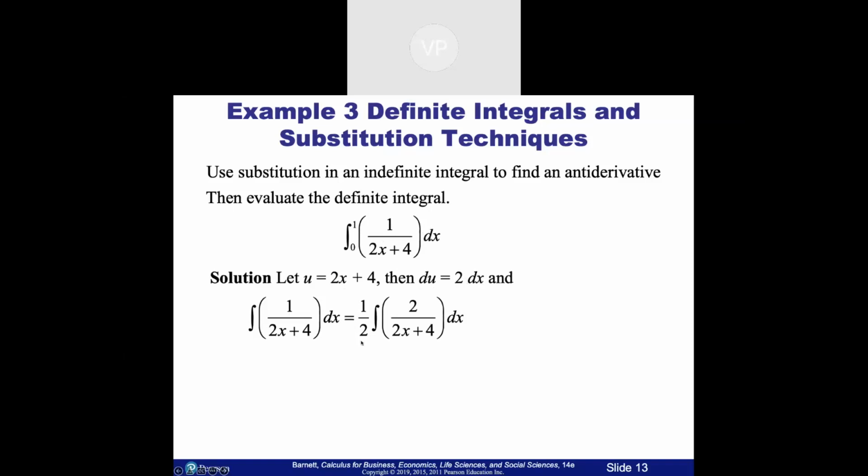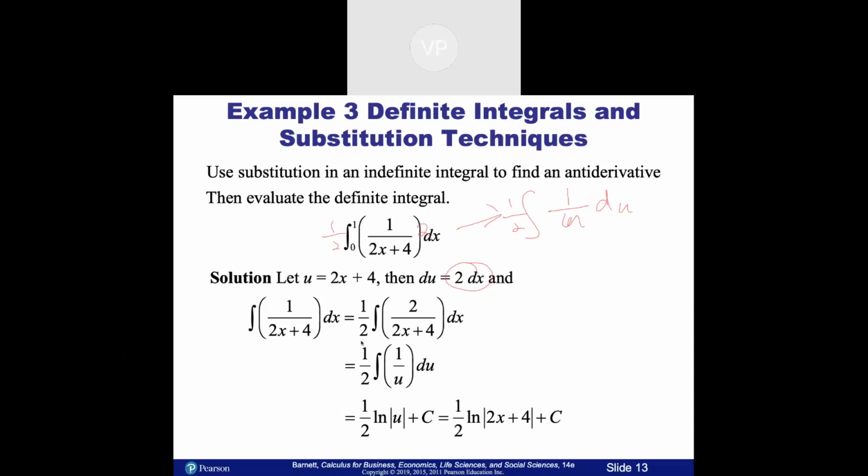So you recall how we did this? I need this 2 dx right here. I have the dx, so let's put a 2 here, and I can do that as long as I put a half out front. And what happens is my problem becomes 1/2 times 1 over u du. And we're still going to integrate this like we always would. So you see in the next slide, that's what I had right there. You integrate it, you get 1/2 natural log of u. Now what's important, remember with the u substitution, you have to substitute it back. So my ultimate answer is this one right here, 1/2 natural log of 2x plus 4.